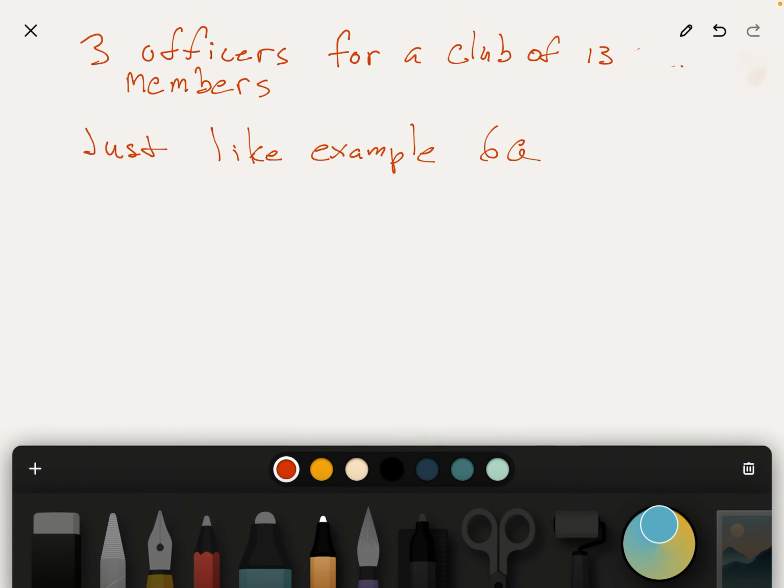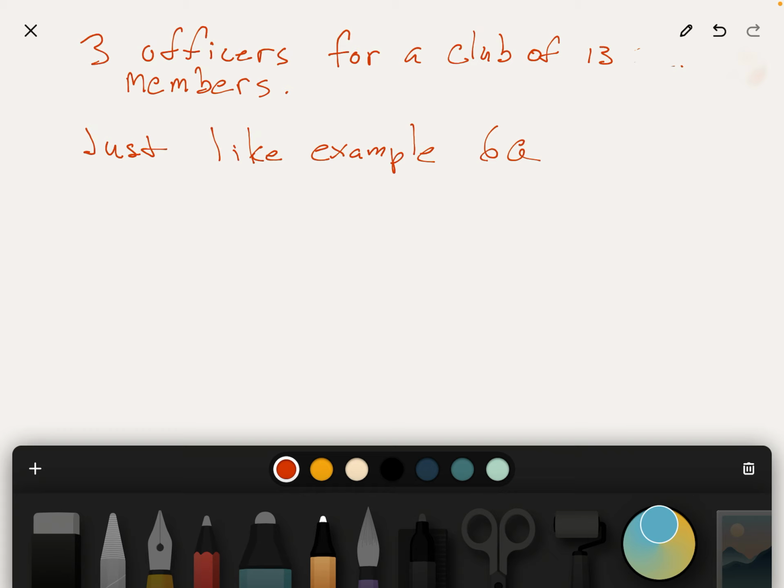Okay, so problem 11. It's a question of electing 3 officers for a club of 13 members. And it's important to note that the 3 offices are different. There's a president, vice president, and secretary.